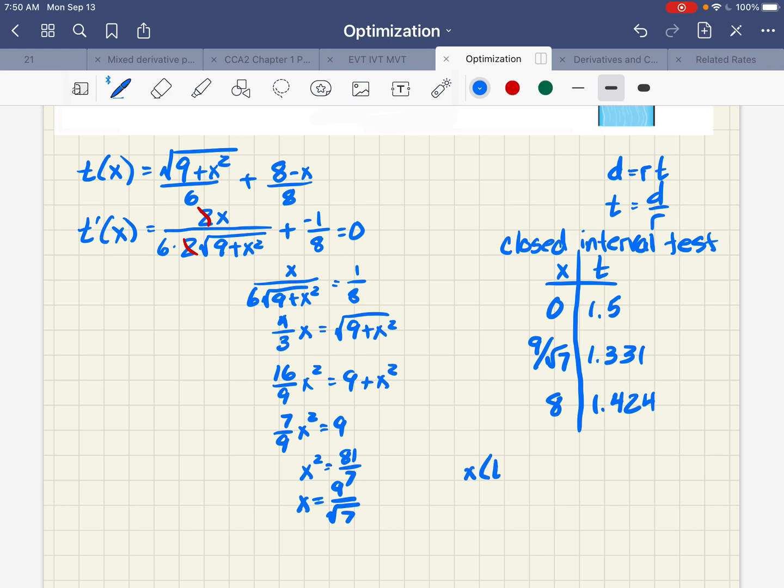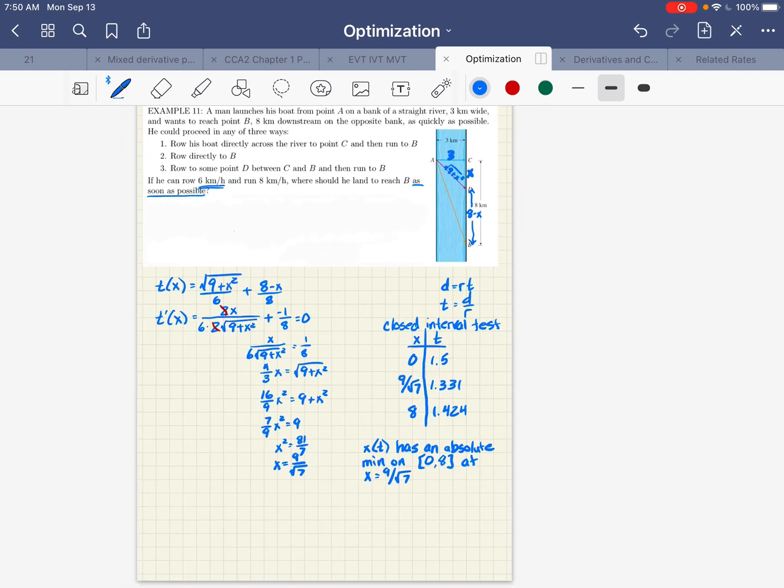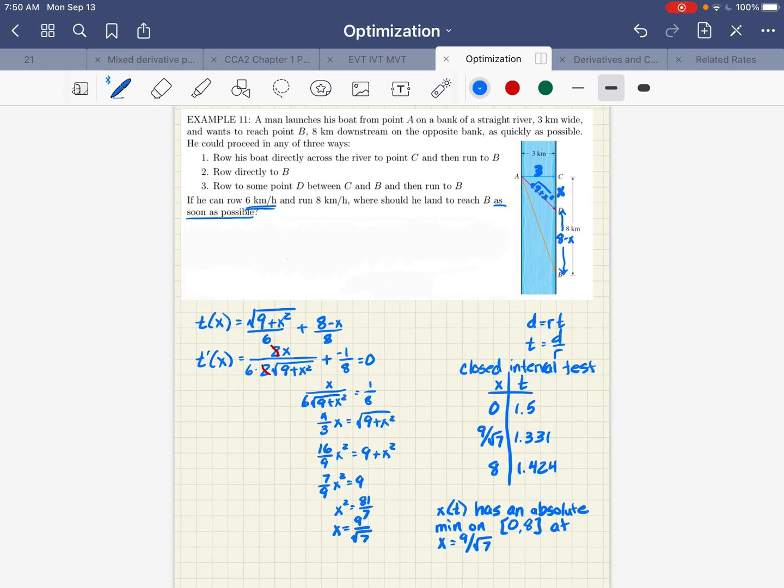So then here's our x of t. So the 1.331 is the smallest of all those values, has an absolute minimum on the interval from 0 to 8 at x equals 9 over square root of 7. And we just proved that by testing the endpoints and the only critical value that there is. All right, let me zoom out. You can appreciate that whole beautiful proof. So that's doing optimization with a closed interval test.